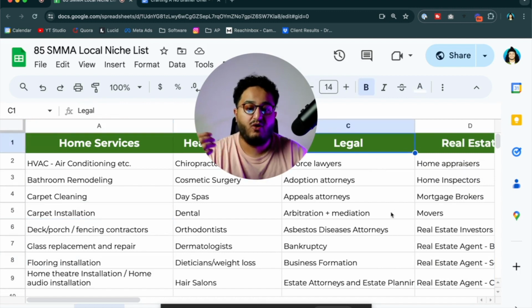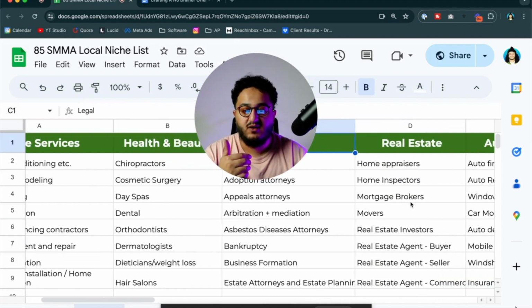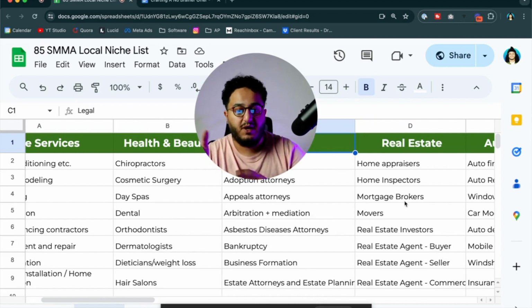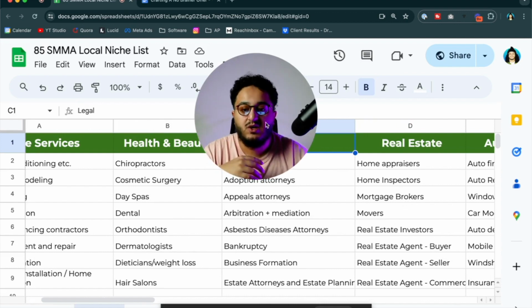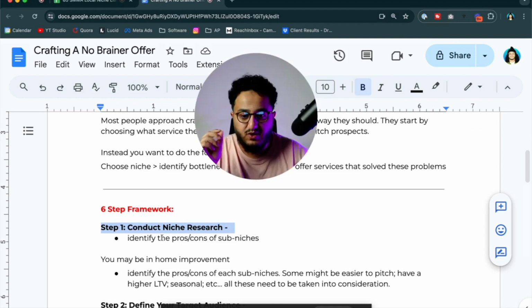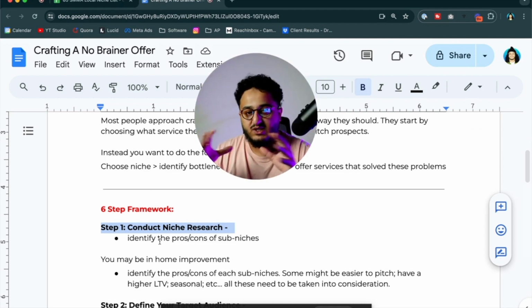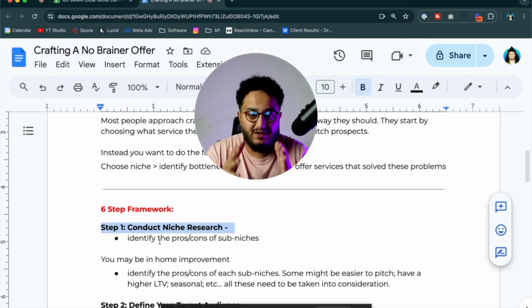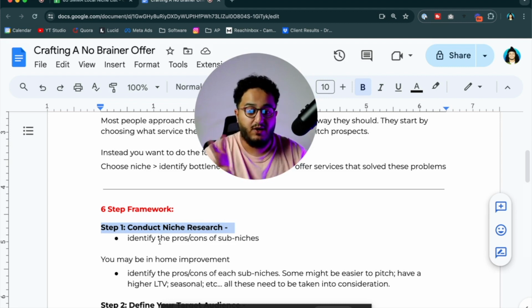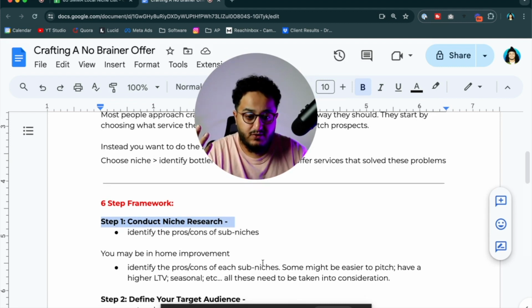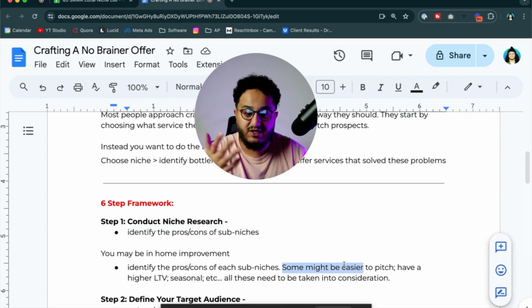For legal, you have all types of lawyers. Same thing with real estate. Right? You have all types of real estate, whether they're buyers, whether they're sellers, whether they're brokers, so on and so forth. So you need to identify the pros and cons of each sub niche within the niche that you're going after. And why do you want to do that? Well, the reason you want to do that is because some sub niches are going to be easier to pitch, right? Some are going to have a higher LTV. Some are going to be seasonal.